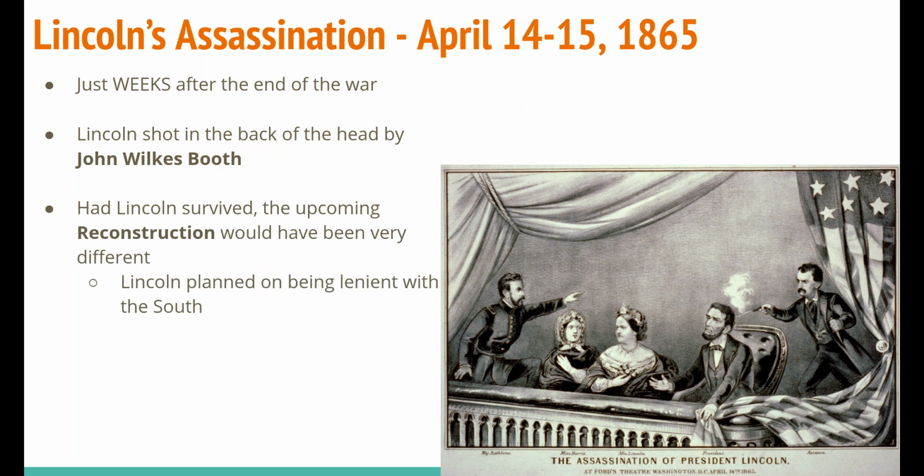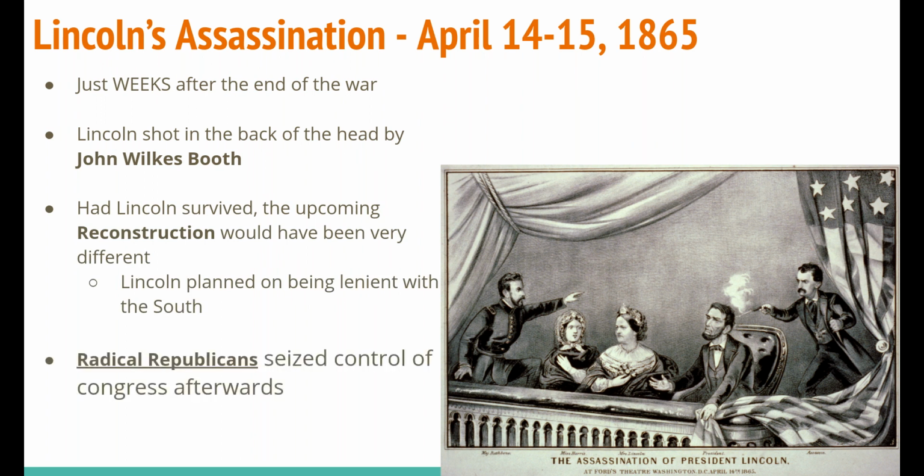However, Lincoln is out, and this allows a group within Congress known as the Radical Republicans, right? These very, very progressive Republicans to seize control of Congress, and their goals are to punish the South for the atrocities of the war and to provide and protect for all these recently freed African Americans. They want to fix the problems of the pre-war period and make sure that these African Americans, these black people in the South, are taken care of as best they can. And that's really going to be the focus of the next chapter on Reconstruction.